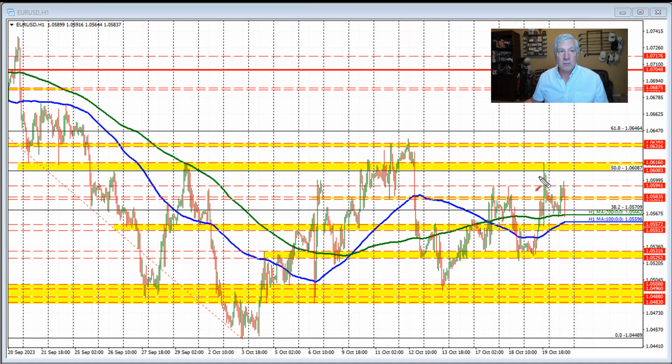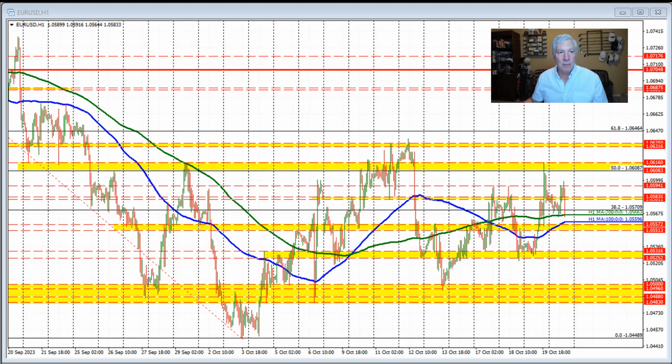So let's get started. Starting off with the euro versus US dollar, the price high yesterday reached up to this high, this swing area right through here, and found willing sellers. We also briefly moved above the 50% retracement at 1.0608. So this area between 1.0608 and 1.0616 did do its job on the spike higher, and the price started to rotate back to the downside.